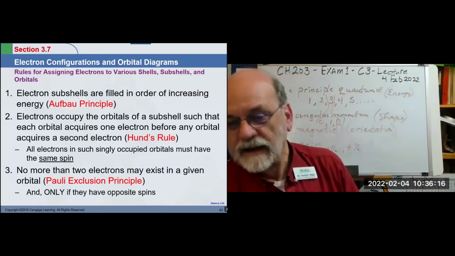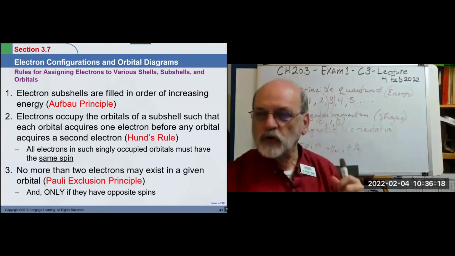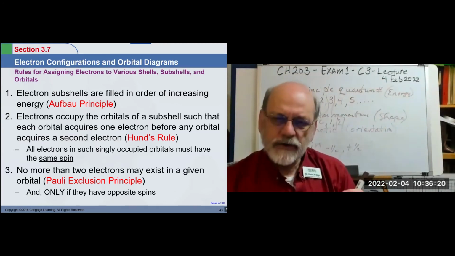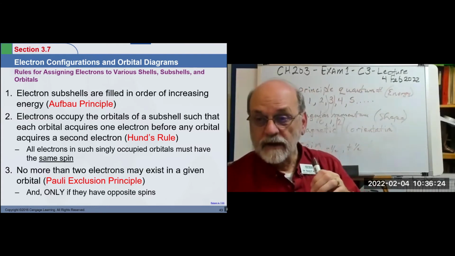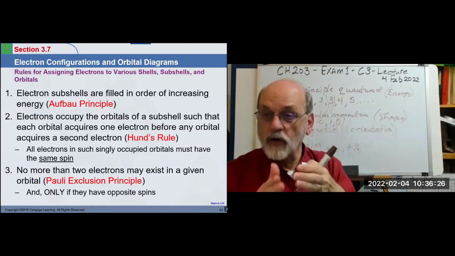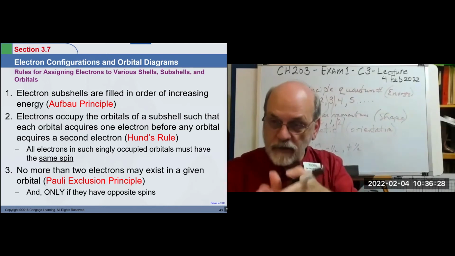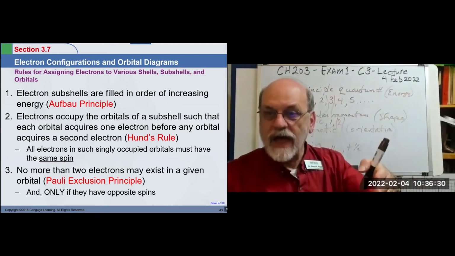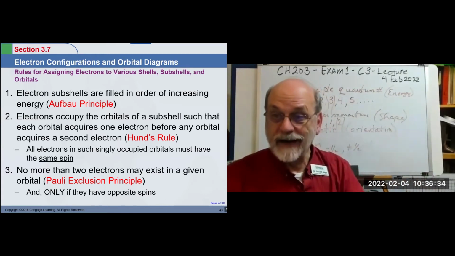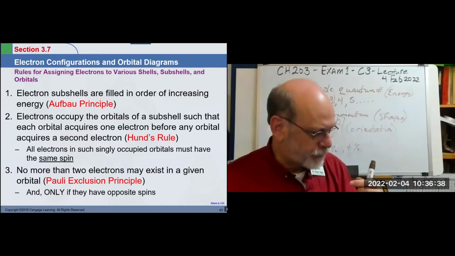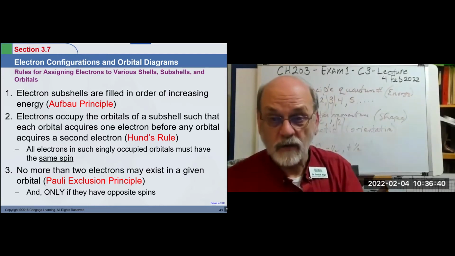Okay. Now we need some rules, because as you build an atom, if you go sequentially from one element to the next, you add a proton each time. When you add a proton, you add an electron. So we need rules to tell us where those electrons go.